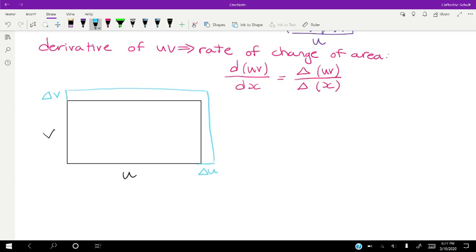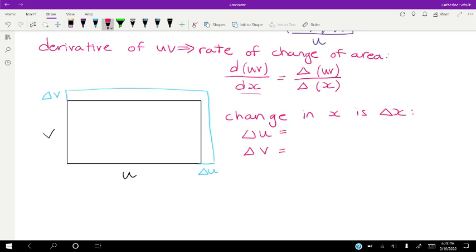Let's talk about the change in x, because that's what this denominator is. So there we have the change of our area. We made our box a little bit bigger. And now the change in x is that delta x. And remember, u and v are functions of x. So that change in x, delta x, is going to affect the change in u and the change in v, because u and v are functions of x.